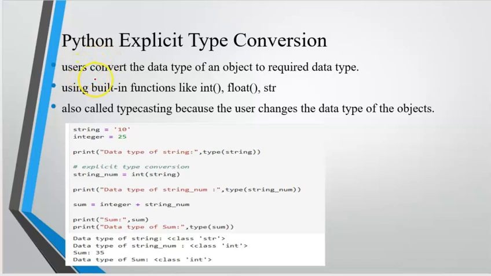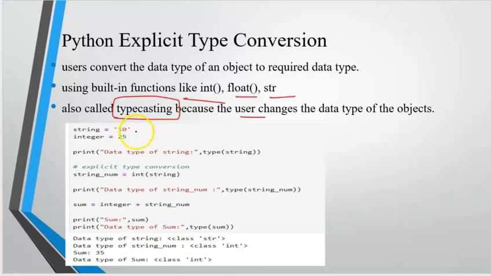In explicit type conversion, the user or the programmer converts the data type of one object to the required data type, the data type the programmer wants. Here we are using built-in functions like int, float, str, etc. These functions are used. This is also known as typecasting. Why? Because here the user or the programmer changes the data type of the objects and converts it into a required data type.